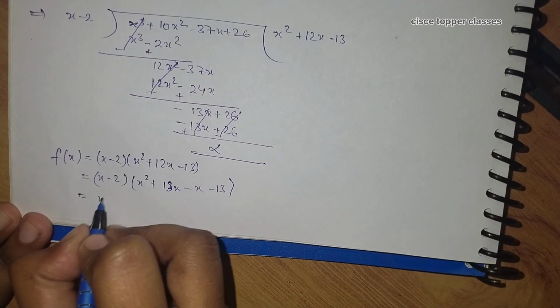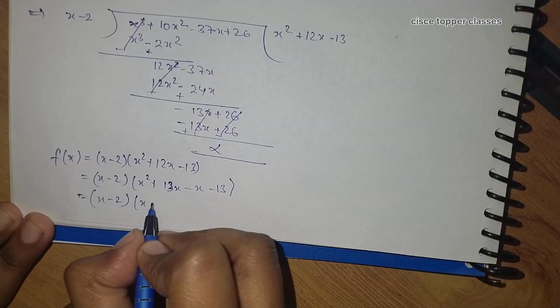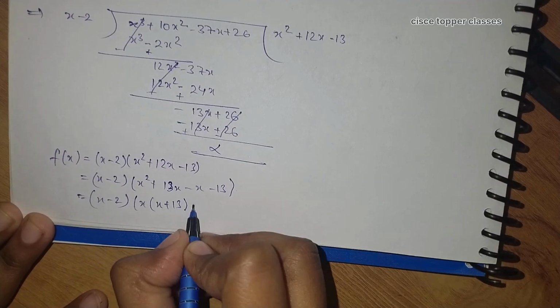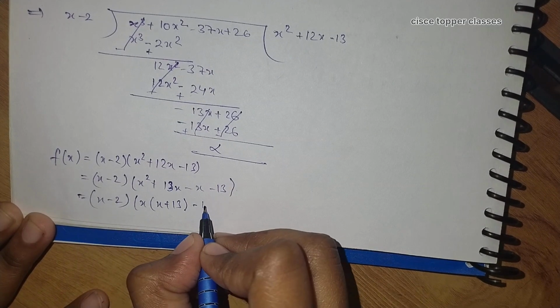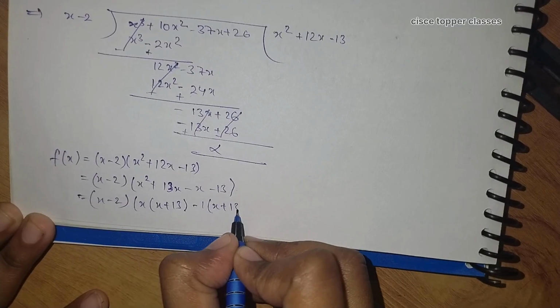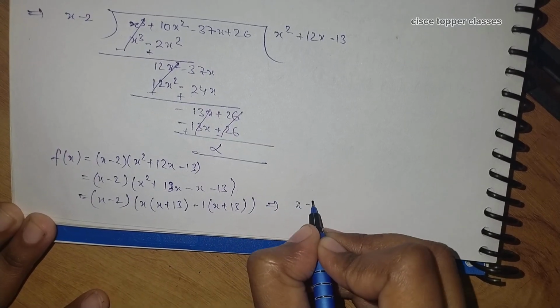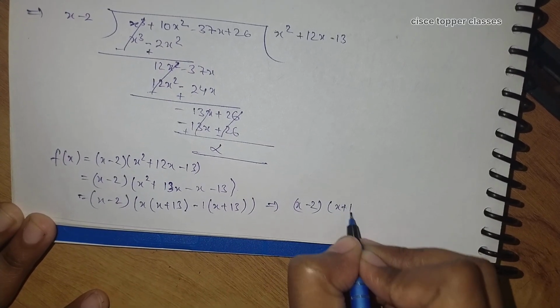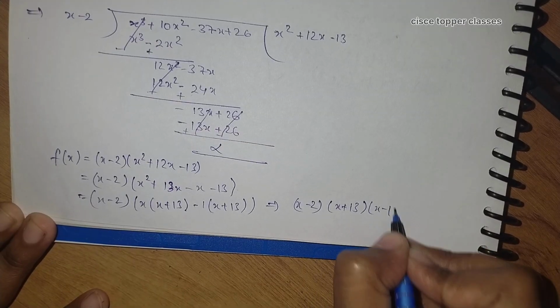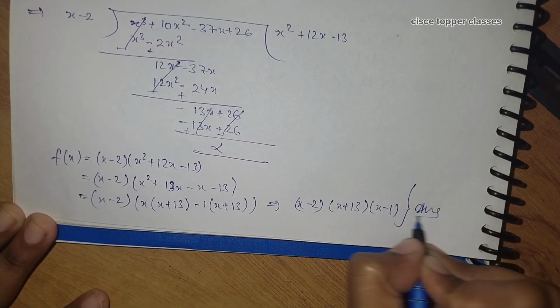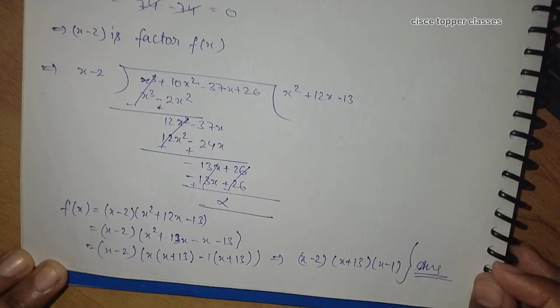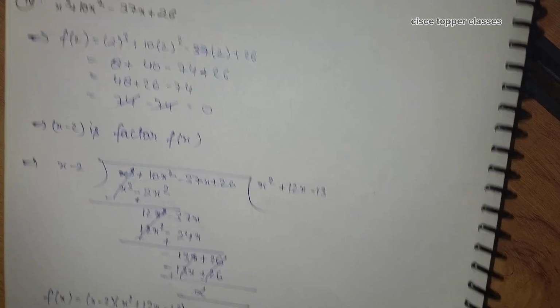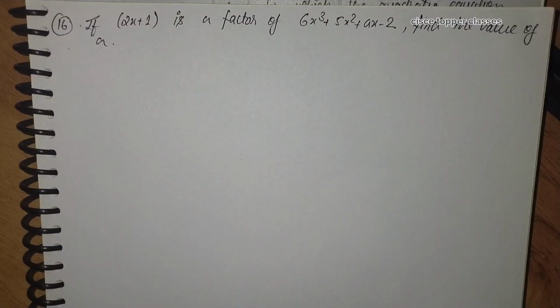So we can write x minus 2, taking x as common, it will become x plus 13, and minus 1 is common, again x plus 13 from there. On completely factorizing, we got the factors as x minus 2, x plus 13 and x minus 1. So this is the final answer of this question, the final solution of question number 15, fourth part.